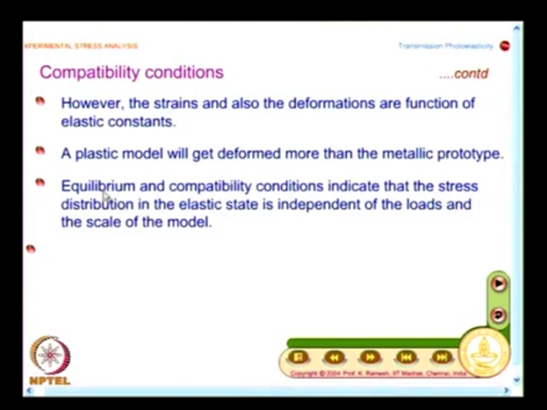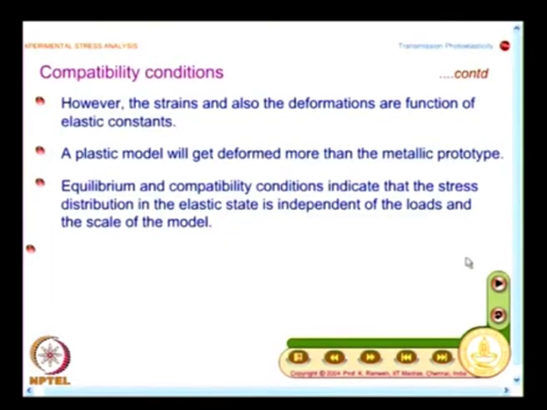So, what we find here is that equilibrium and compatibility conditions indicate that the stress distribution in the elastic state, all these are very important. We are not looking at plastic condition, we are looking at the elastic state, and we are only discussing photoelasticity, we are not looking at photoplasticity. So, with such kind of modeling, the stress distribution is independent of the loads and the scale of the model. So, I do not have to feel sorry that I could do it only in plastic and then compare it with the metal. You are doing it on plastic and the results are equally valid as far as stress and its distribution is concerned. The same is not true for displacement and strain, they are dictated by elastic constants. This subtle difference you should understand very clearly.